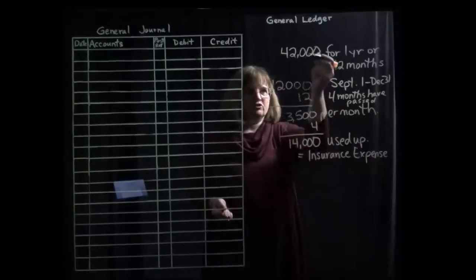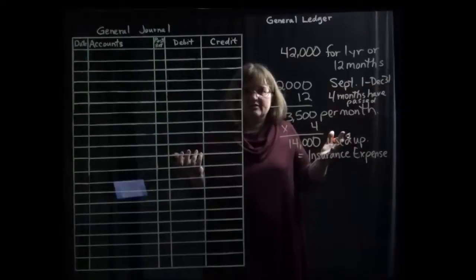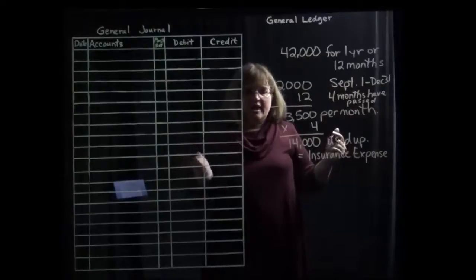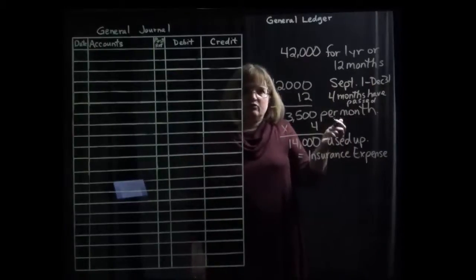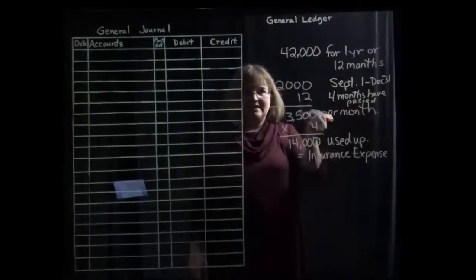The remainder of that $42,000 that we paid still has value beyond December 31st. It's going to last from January 1st to August 31st of the following year. And so there's 8 months worth of expense that is really still an asset, and so that's going to remain in the asset account.